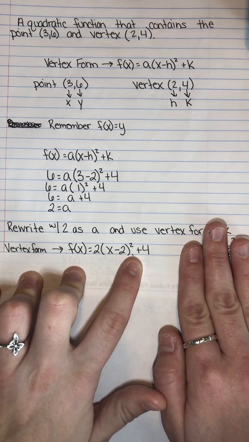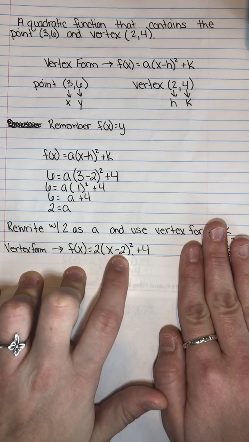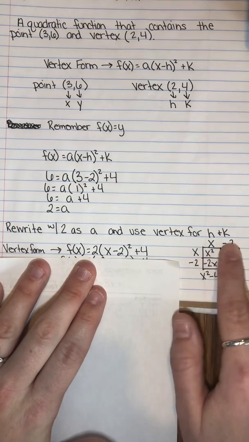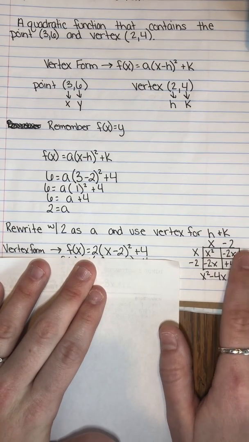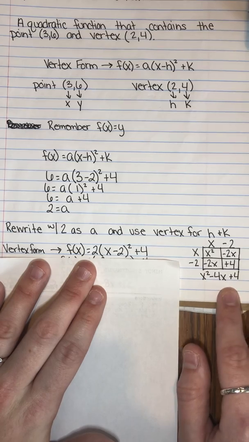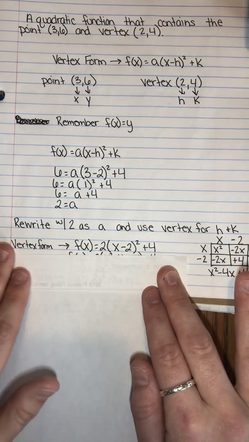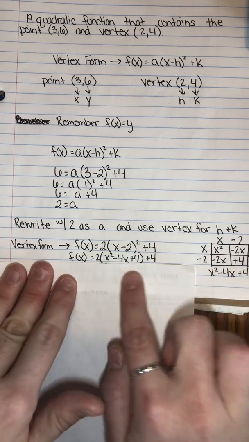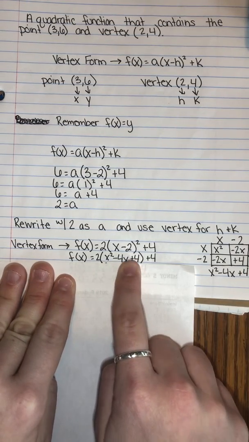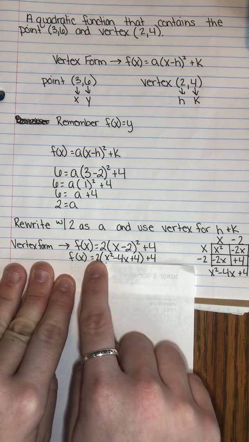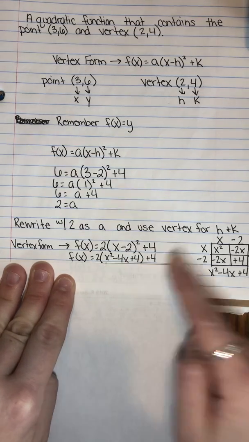So we have x minus 2 squared. This middle part, you can foil it, or you can do this square off to the side. So I did x minus 2 times x minus 2, and I got x squared minus 4x plus 4. If you don't like this box, you could also just foil it. So I'm going to plug that in right here. All I did was take my x minus 2 squared and solve it. I still have the 2 on the outside. I still have the plus 4 on the other side.